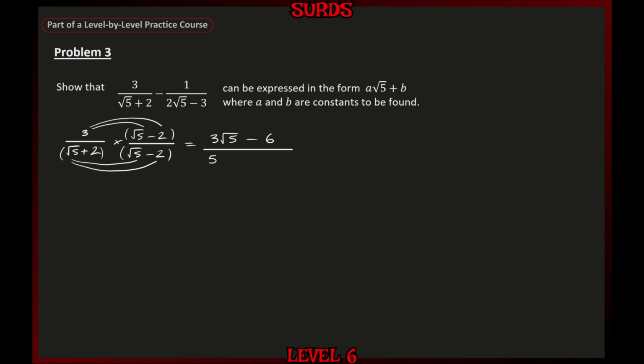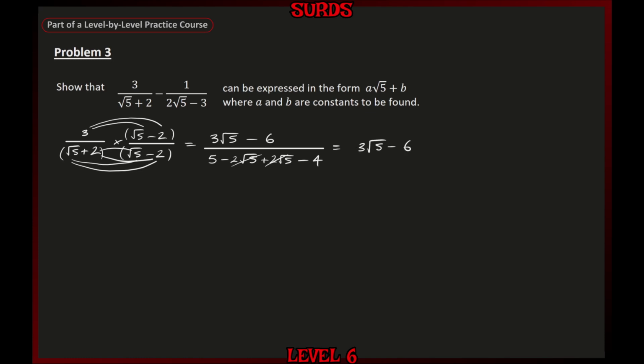Root 5 multiplied by minus 2 is minus 2 root 5. 2 times root 5 is plus 2 root 5. And finally, 2 times minus 2 is minus 4. Now the numerator can't be simplified at the moment, so this just stays as 3 root 5 minus 6. But as expected, in the denominator when we rationalise, the surds cancel out because minus 2 root 5 and plus 2 root 5 make 0, and 5 minus 4 is 1. So we have a 1 on the bottom. Dividing the numerator by 1 just keeps the numerator exactly as it was to begin with.